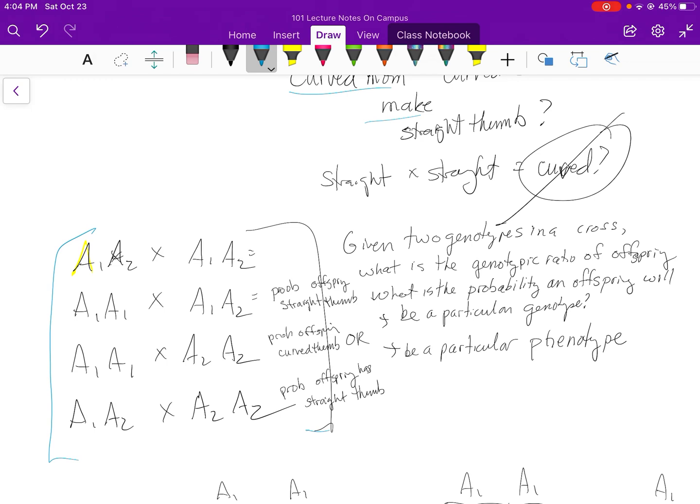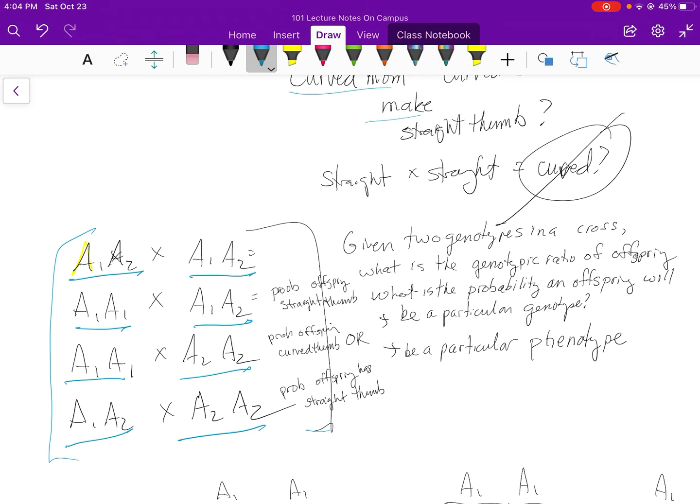These are all the possible combinations. You can do a heterozygote with a heterozygote, a homozygote with a heterozygote, a homozygote with a homozygote, or the other heterozygote with the other homozygous one. So one could be homozygous dominant, the other homozygous recessive. There's really only these four combinations. And so you can practice these.